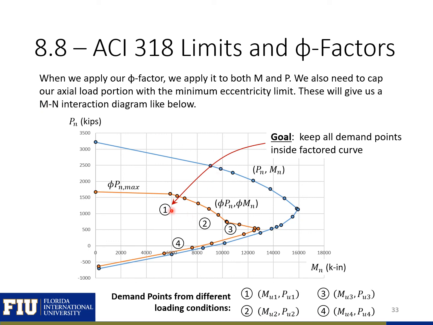If we had one of these points falling outside of this curve, this would mean that our column is not satisfactorily designed for that load combination, but we wouldn't expect it to fail because it's still within our failure envelope. If we had a point falling outside both curves, then we would expect that point to cause failure of our column, and our column's not designed for that load.